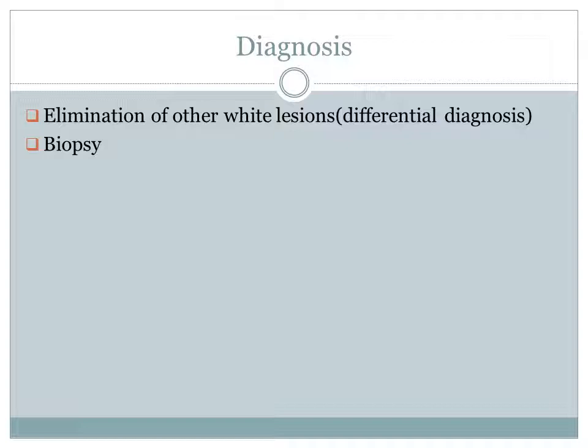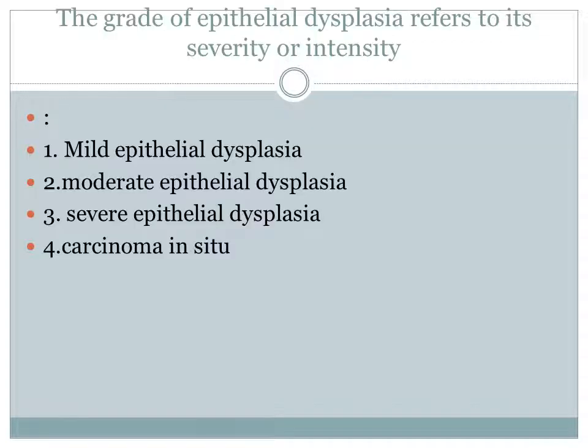How we take a biopsy is shown in this picture. As step 1, determine the lesion and the border of the lesion, and then cut the lesion. We can take all of the lesion or part of it, then suture the place, and we send the sample to the laboratory for histopathologic investigation. The grade of epithelial dysplasia refers to its severity or intensity.